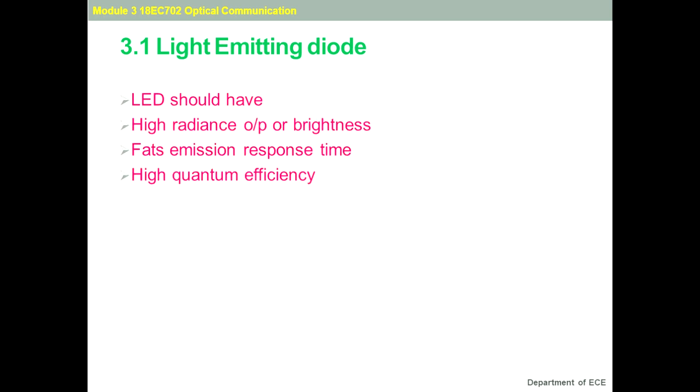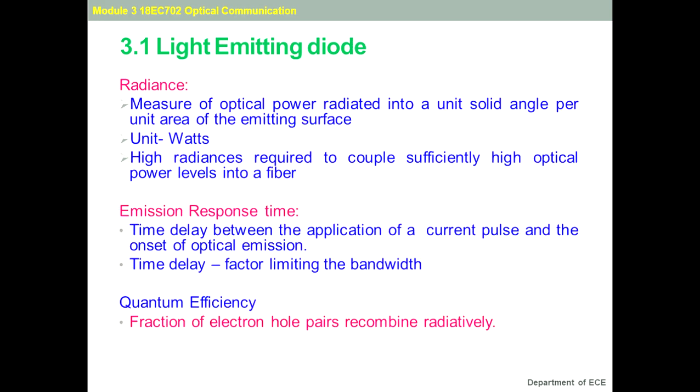These are the important characteristics of an LED: high radiance, fast emission response time, and high quantum efficiency. First we'll see the definition of all three. The first one, radiance, is the measure of optical power radiated into a unit solid angle per unit area of the emitting surface. The unit is watts. High radiance is required in order to couple high optical power levels into the fiber.